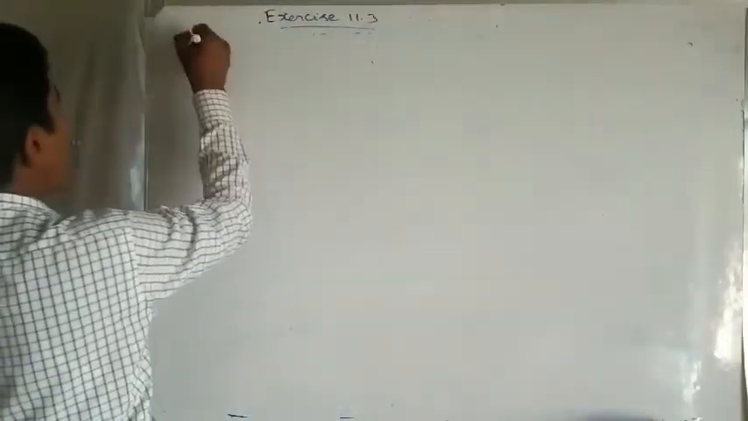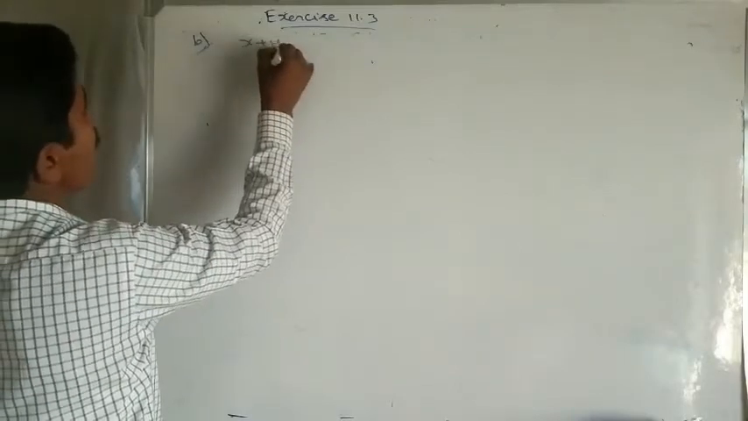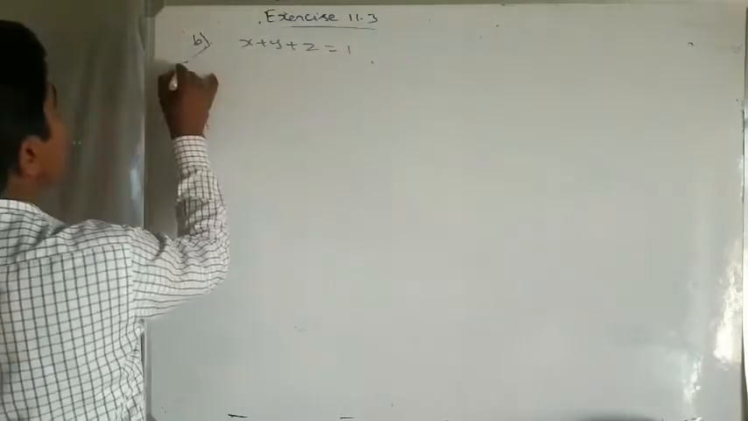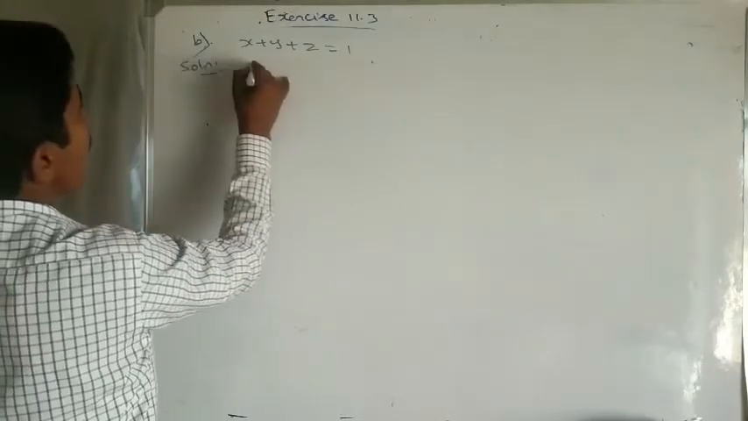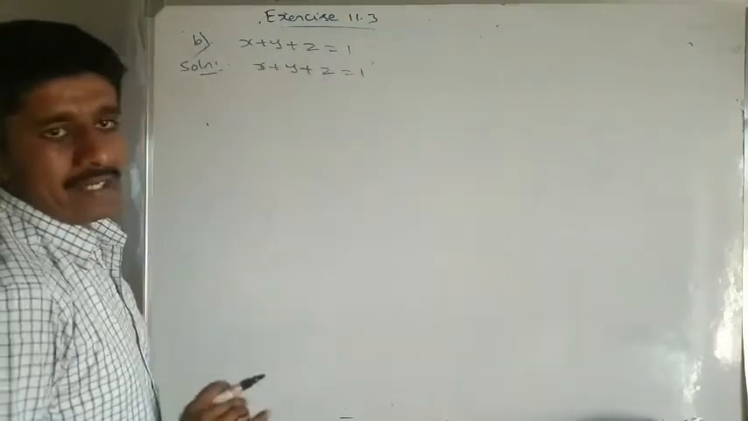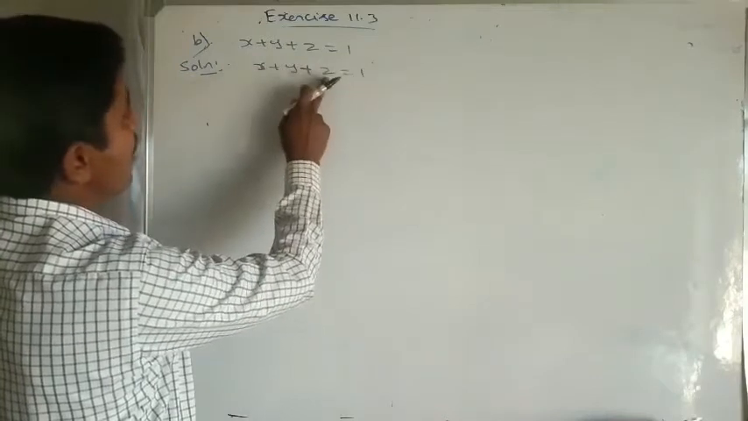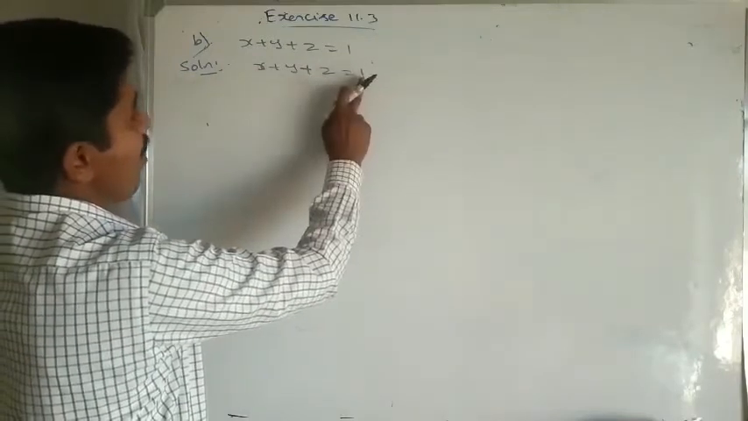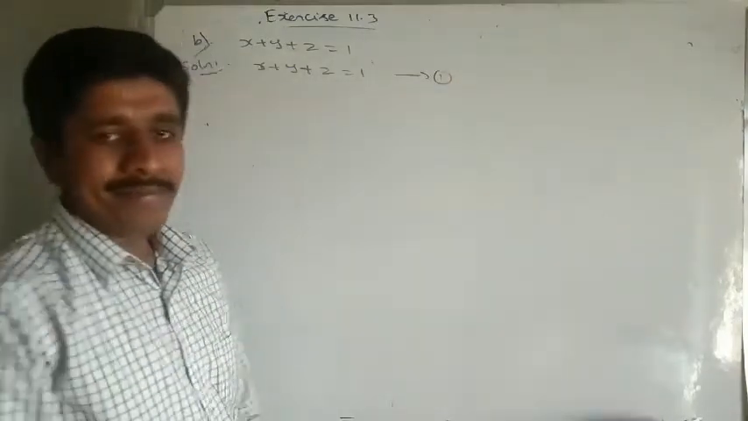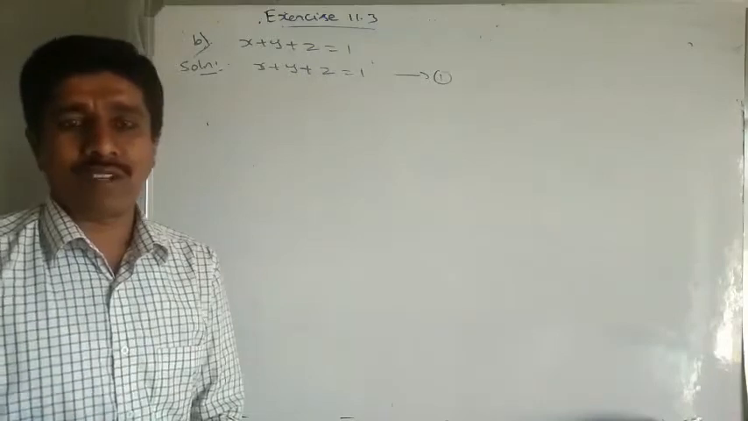Second subproblem B, x plus y plus z is equal to 1. Solution: x plus y plus z is equal to 1. Clearly the x, y, z terms lie on the same side and the constant term is written on the other side, called equation 1. Next step, the square root of x coefficient, y coefficient, z coefficient, whole square.